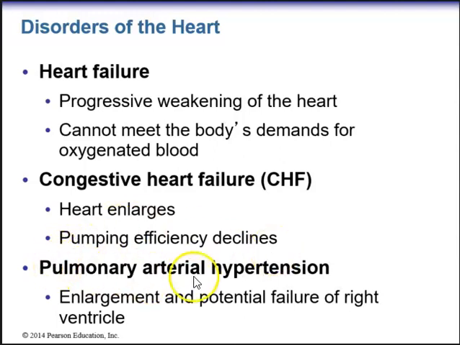Another disorder is pulmonary arterial hypertension. This is when we have enlargement and potential failure of the right ventricle due to some sort of congestion within the lungs. So the right ventricle has to work harder to push blood into the lungs, but due to some disorder, some congestion in the lungs, we have the right ventricle working harder. Eventually it will also enlarge and hypertrophy and then cause a decrease in efficiency of the pumping mechanism and potential failure of the right ventricle.